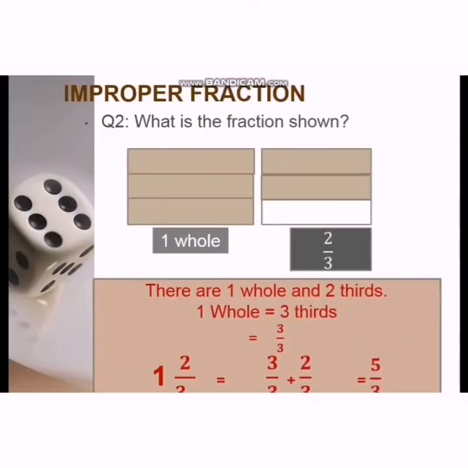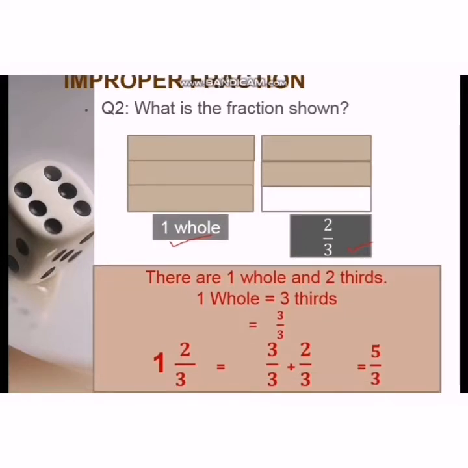Let's have an example from our textbook. We have question number 2. What is the fraction? We have the first figure. In the first figure we have all 3 parts shaded. So we say that this is 1 whole. In other words, the fraction is 3 by 3. And in the second figure, we have 2 parts shaded. We say that this is a fraction of 2 by 3. There are 1 whole and 2 thirds.